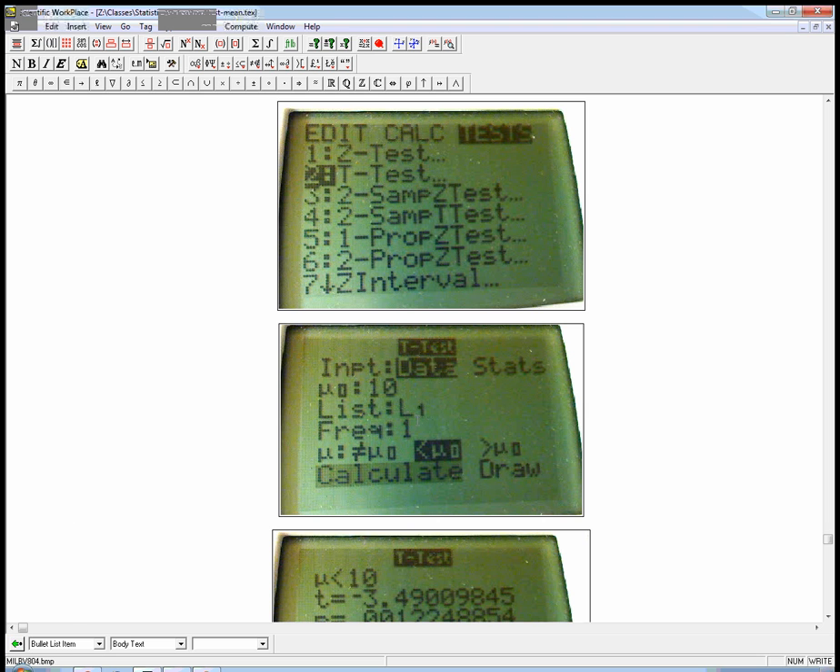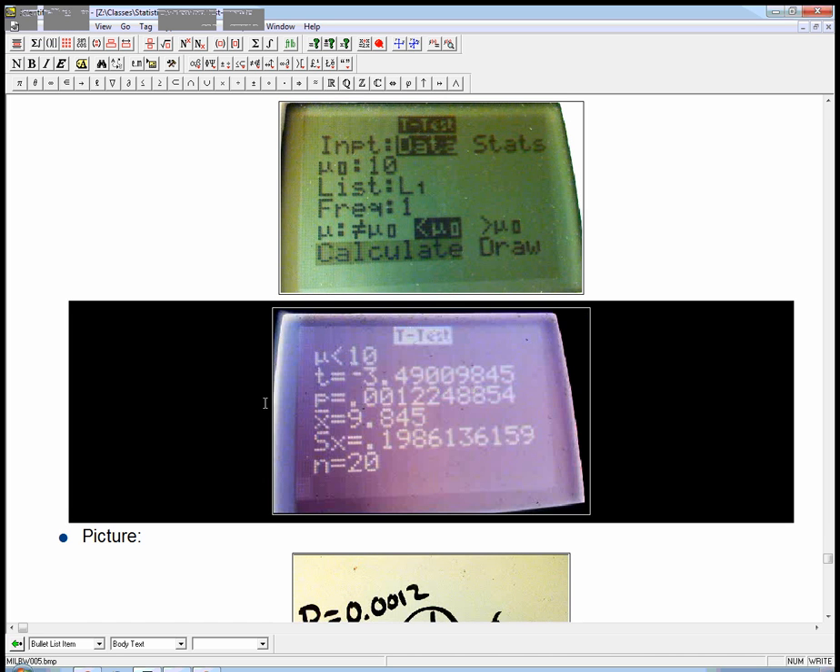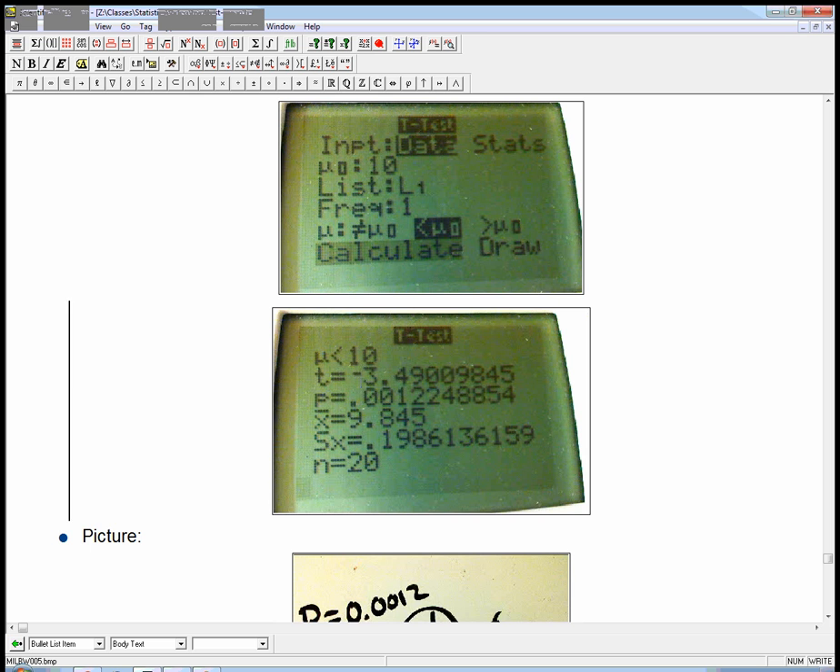The list, I put them in L1 already. There's no frequency data. We're not repeating values using a frequency table. We put in what kind of alternate hypothesis it is. This is very, very like the z-test on the calculator. We can press calculate, in which case we get this screen here. Ooh, that's kind of a cool purple color. And it tells us its conclusion: mu is less than 10. Reject the null. Here's the t value and here's the p value.